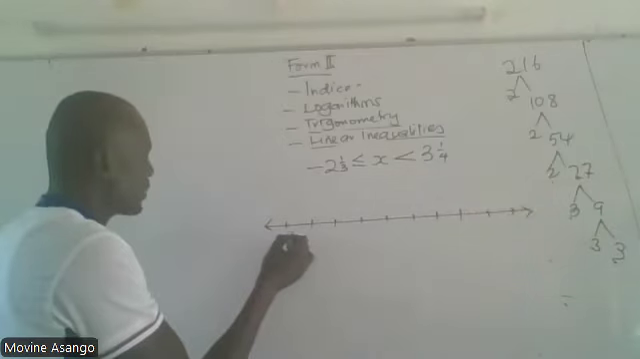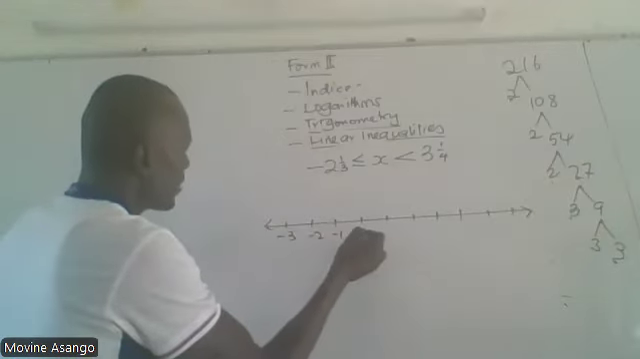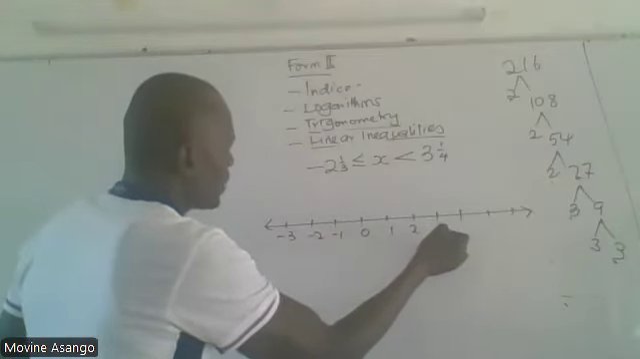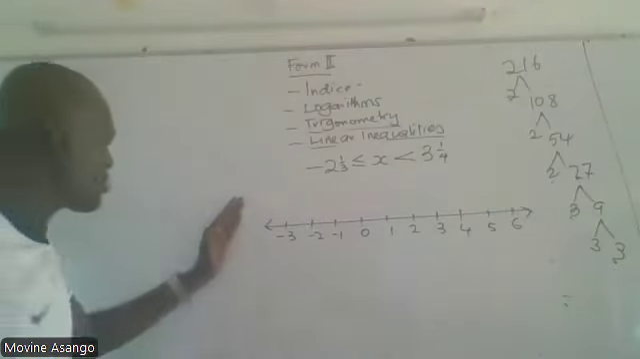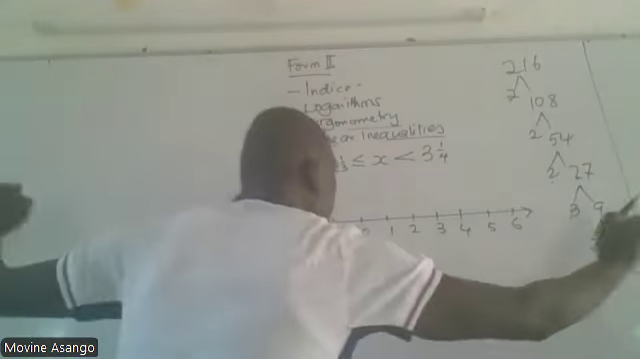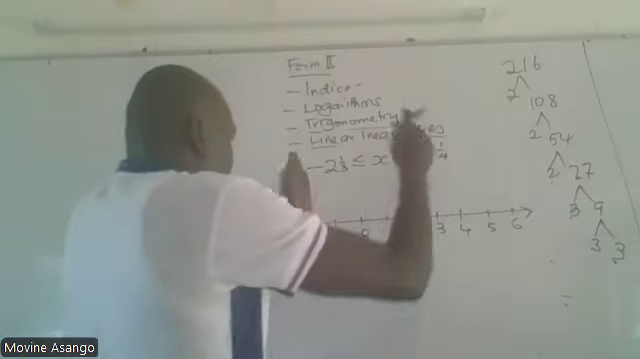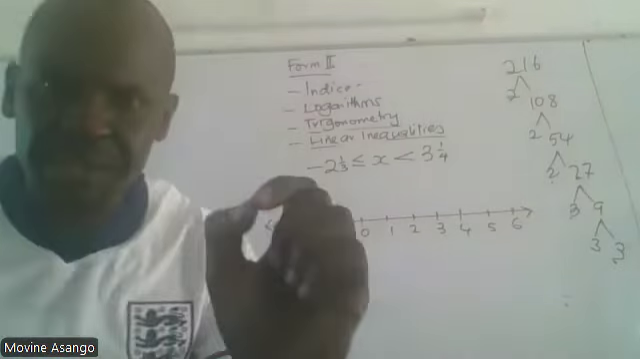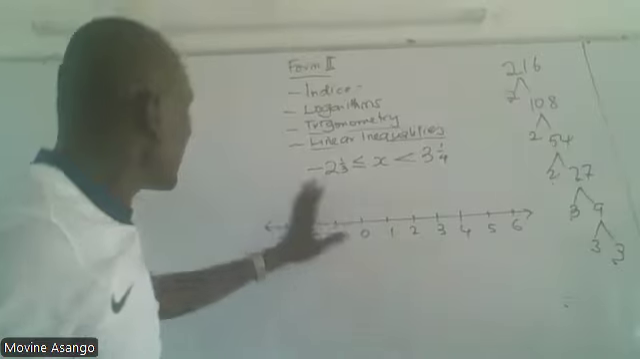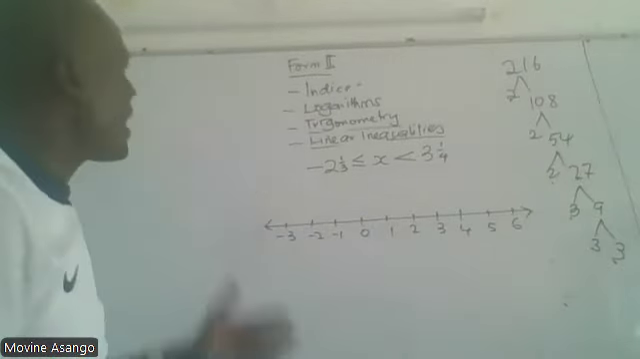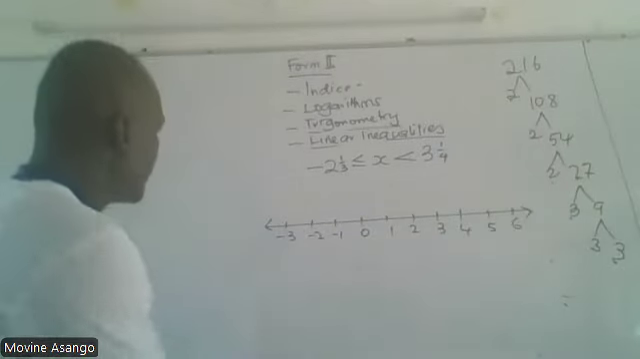Let's say -3, -2, -1, 0, 1, 2, 3, 4, 5, even 6. The arrows must be at both ends. The line must be straight. The subdivisions must be regular. So once I have this, I will estimate where -2 and a third is.